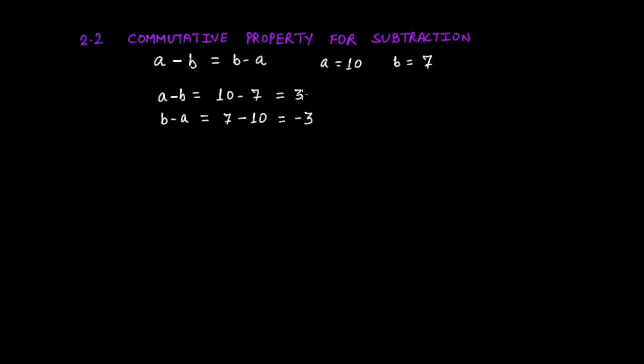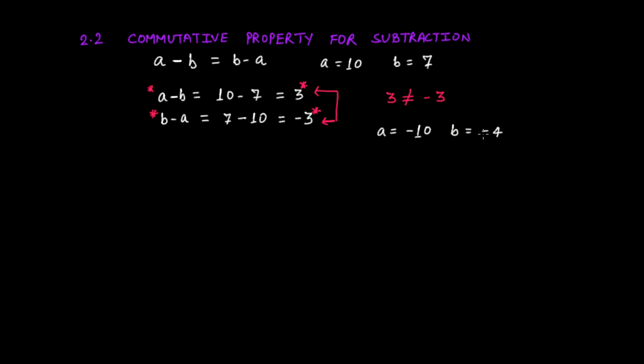If you watch it, here it is 3 and here it is minus 3. These two integers are not equal. 3 is not equal to minus 3. Let's take one more example. Here you took only positive integers. Let's assume that we have some negative integers. So if a is equal to minus 10 and b is equal to minus 4.